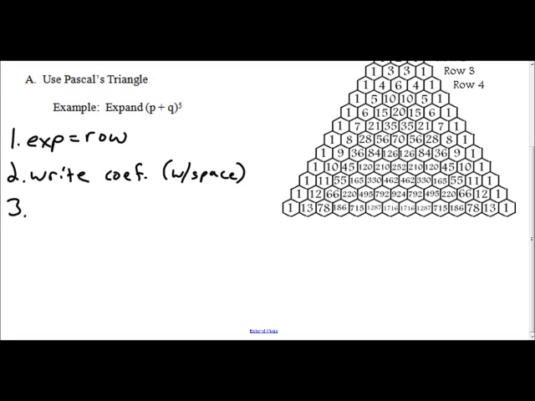The third step is to look at what's in between them. So here's our terms plus, or here's our terms minus each other. If it's plus, everything is positive. If it's minus, then it's every other.